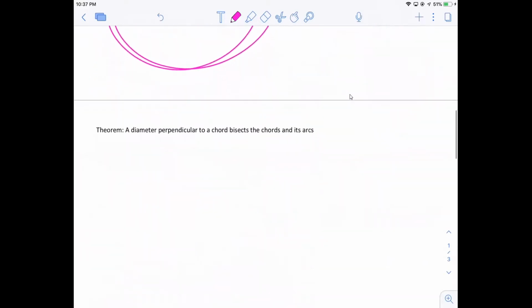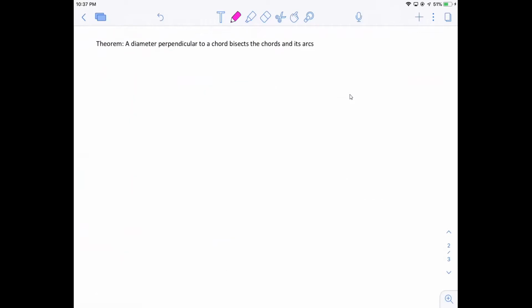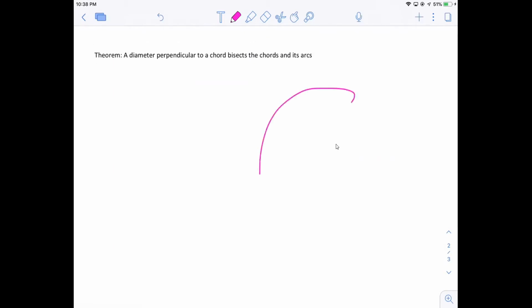All right, moving on. Next theorem we're going to prove is a diameter perpendicular to a chord bisects the chord and its arcs. A diameter perpendicular to a chord bisects the chord and its arcs. So let me draw a circle.